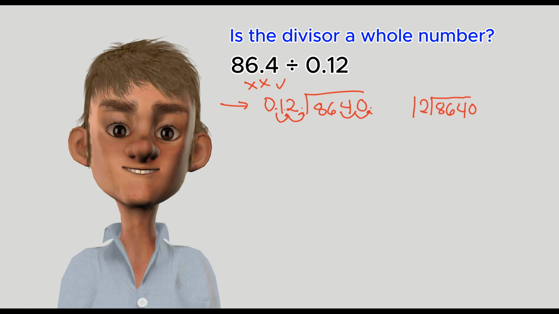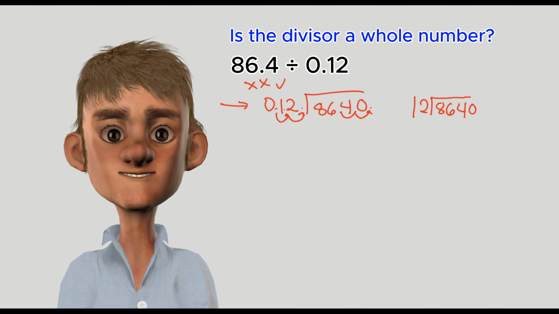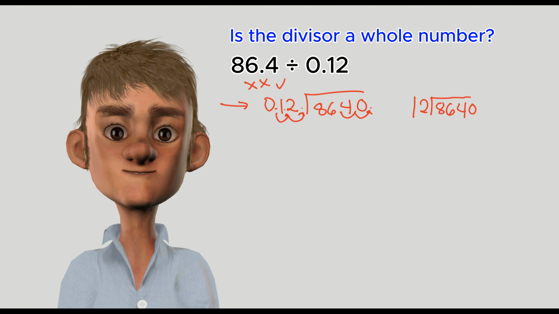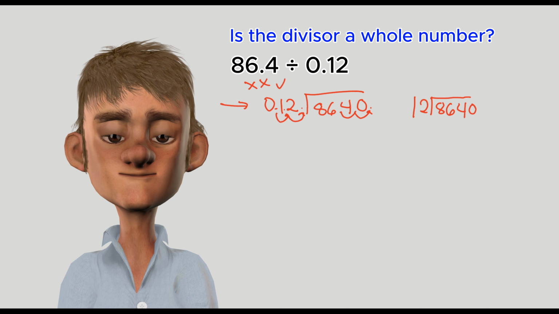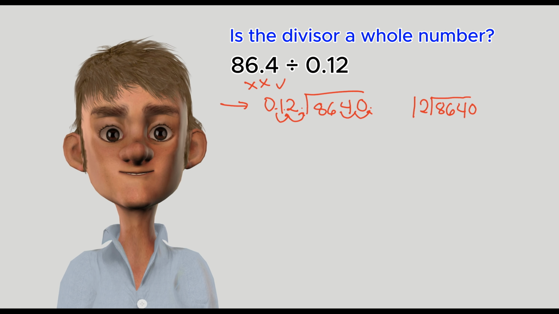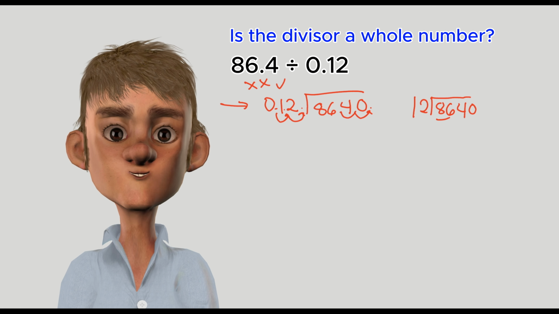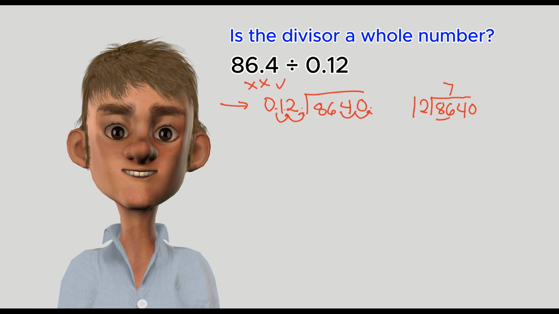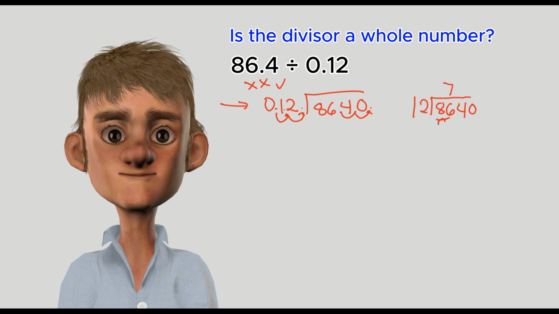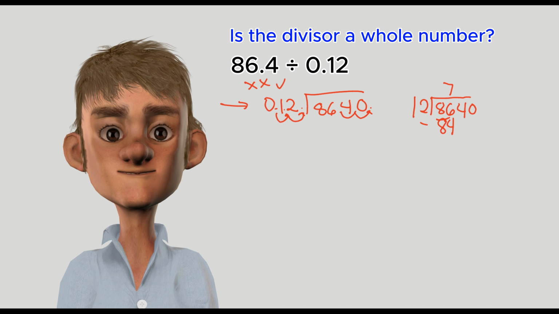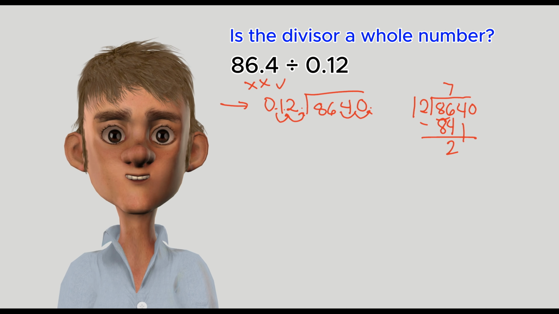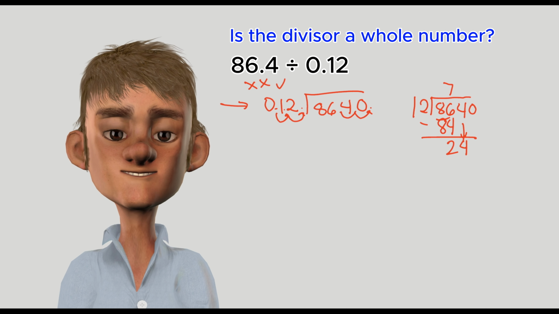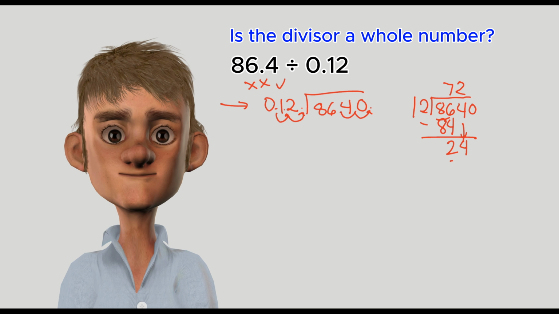So let's go through our steps. So 8 divided by 12. We can't pull any whole groups of 12 out of 8. So, we need to go to 86. 86 divided by 12 is 7. 7 times 12 is 84. Subtract, we get 2, bring down the 4. So, 24 divided by 12 is 2. And 2 times 12 is 24.